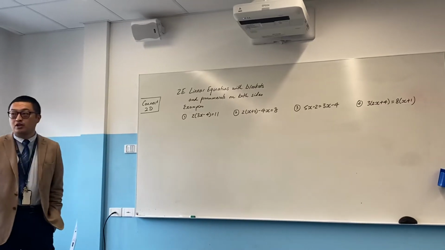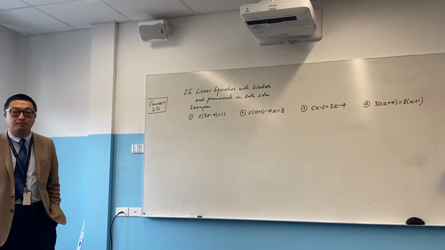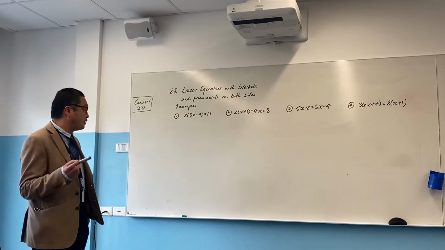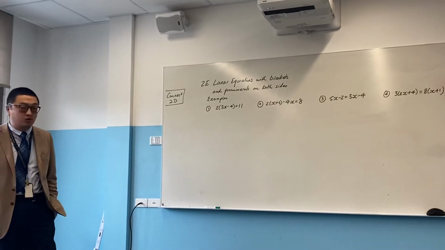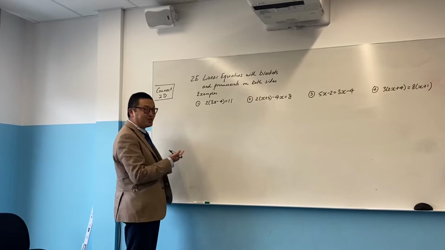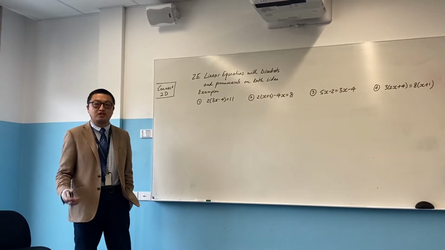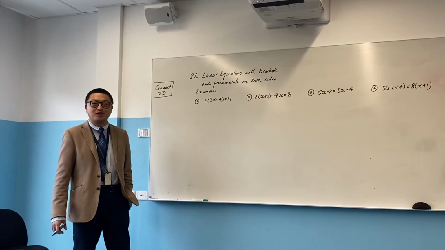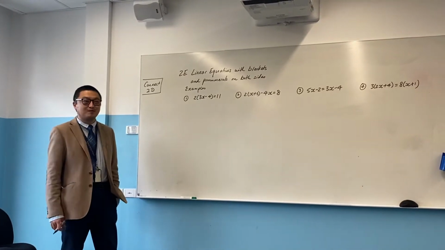Okay, so today we're going to have a look at linear equations with brackets and numerals on both sides. We have done this sort of thing before, but this combines all the content in one question. When we expand the brackets, what do we get on the left-hand side? Can somebody make a contribution? What do we get on the left-hand side? Come on, you guys know.